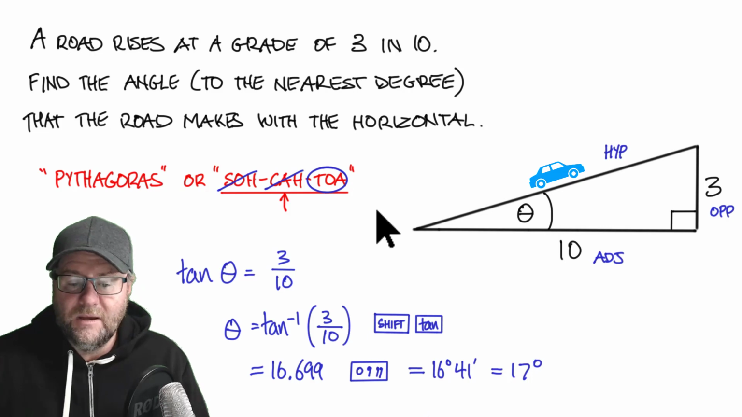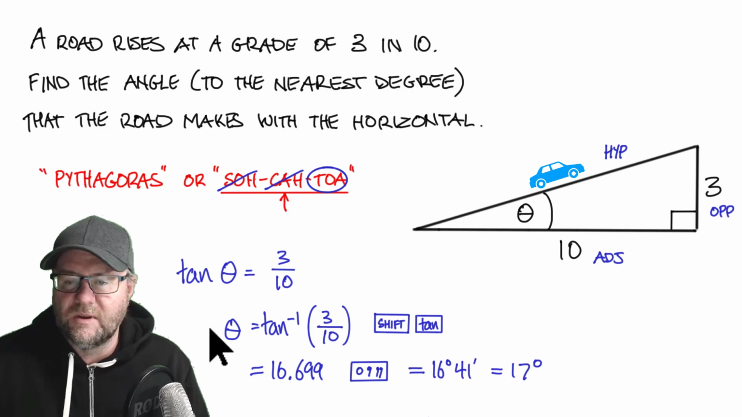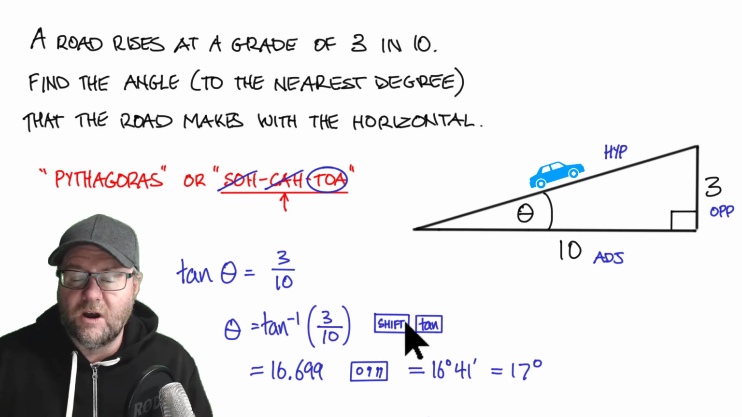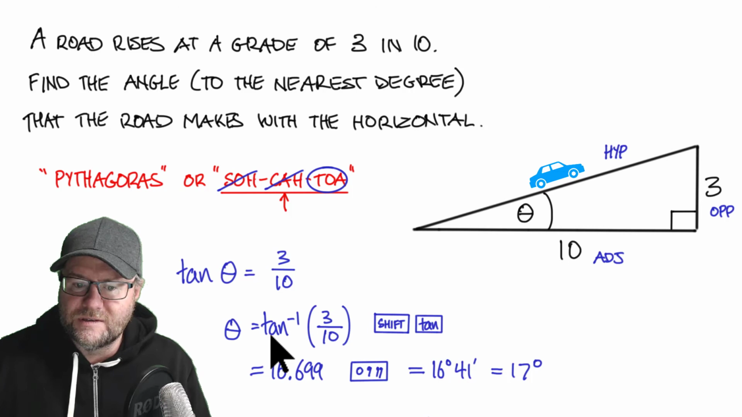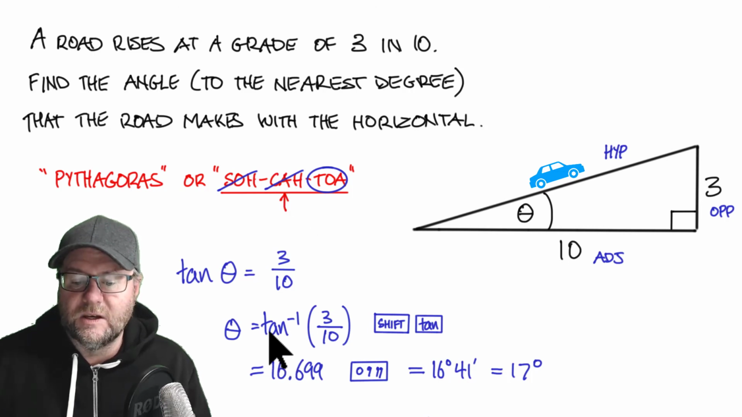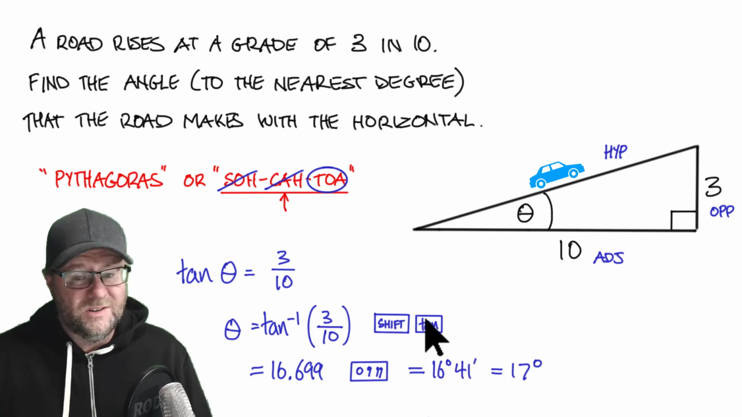Now, the same little process applies to any of these trig ratios. If it was a sine question, you'd do the exact same thing, except you would hit shift sine, because you'd be working with inverse sine. If it was a cos question, you would have inverse cos here, so you'd hit shift cos. But the process is exactly the same.